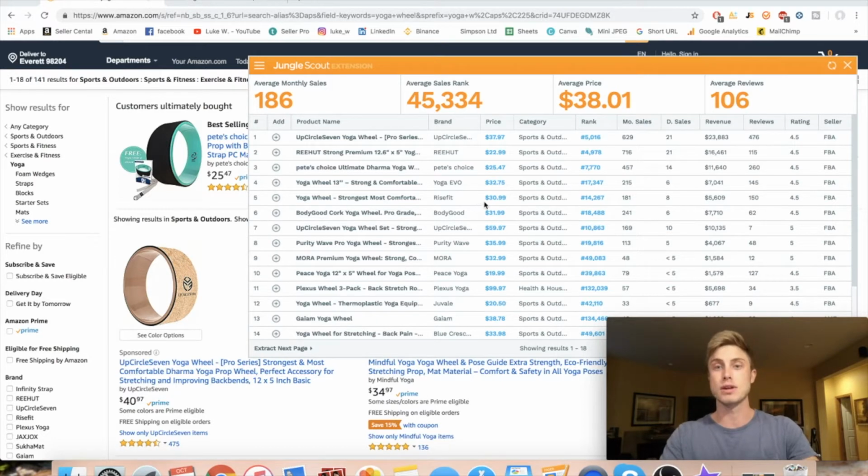The next thing is really important, guys. It's your average price. $38 is a great price. You can imagine if you go to Alibaba.com and find this yoga wheel for about $7 to $10 a unit, you can go flip it for about $40.